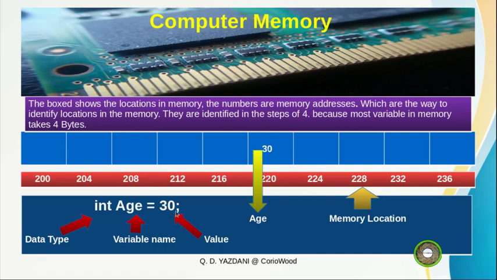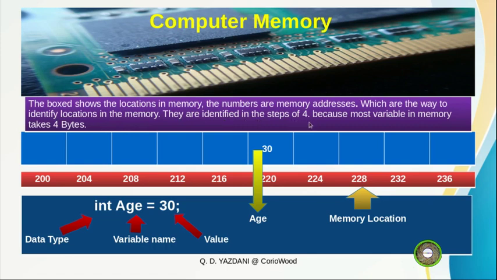You can put any value you like, or you can just write int age and close the line, and then on another line put age is equal to 30. It doesn't matter whether you use one line or two. Now I'll explain the boxes showing the locations in memory. The numbers are memory addresses, 4 bytes each, which are the way to identify locations in memory.